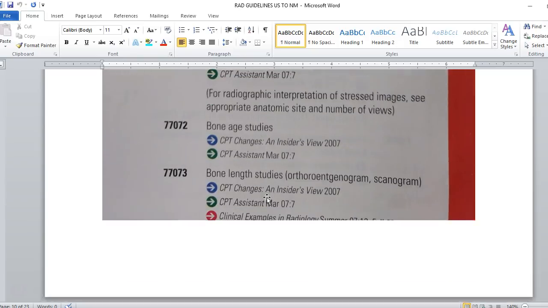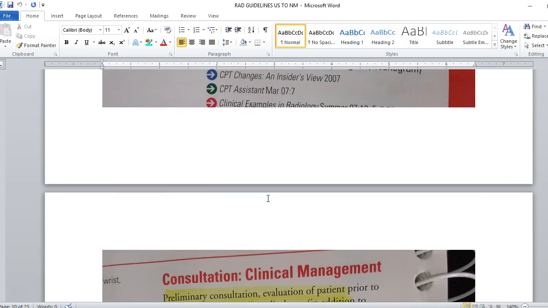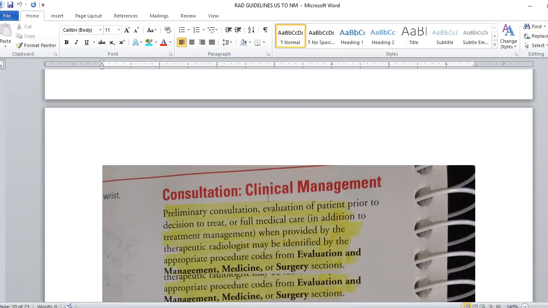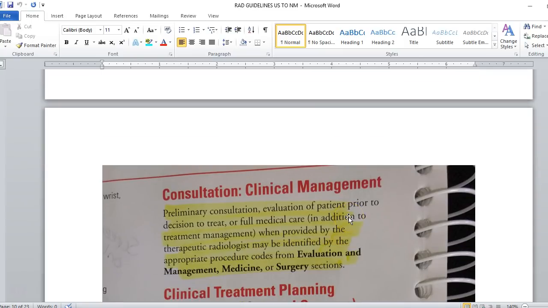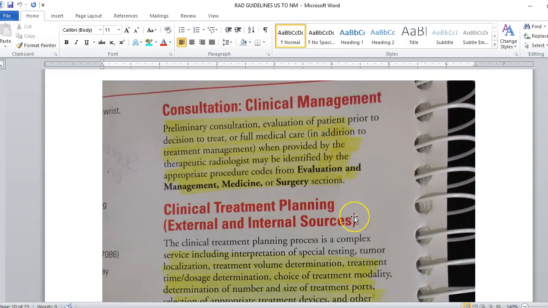Again, our bone and joint studies don't have any guidelines. They're pretty straightforward. But let's talk about radiation oncology. So there's two parts usually to cancer treatment, and that is radiation oncology and chemotherapy. There are other ones. There's immunotherapy as well, which we'll talk about when we do medicine.